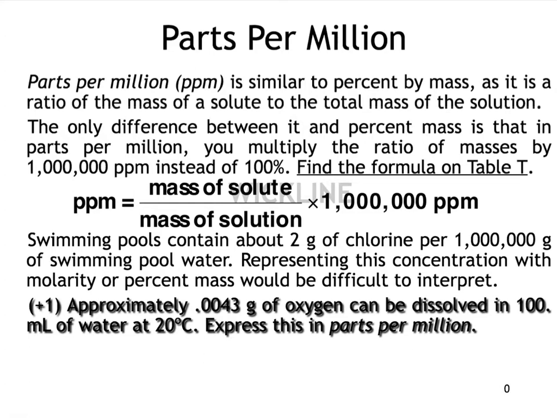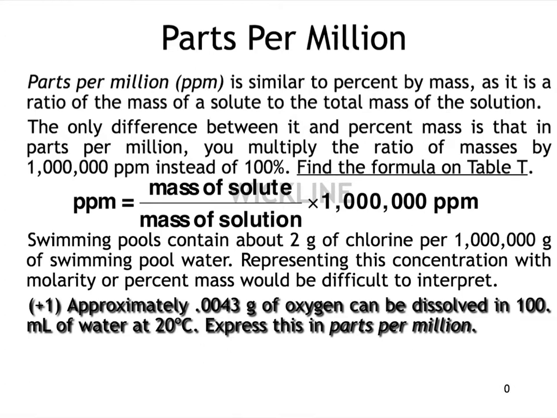So here's how we solve for it. Parts per million is exactly what it sounds like. It's how many parts of a substance are in a million parts of the solution. So that's how you can tell it's very small. So you take the mass of the solute and you divide it by the mass of the solution, and you multiply it by 1,000,000, because this is going to be ultimately a very small number by itself. So we multiply by 1,000,000 to make it more reasonable.